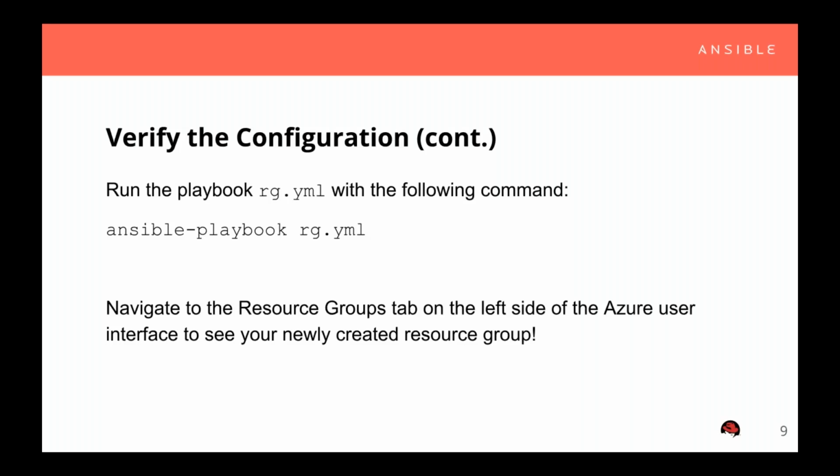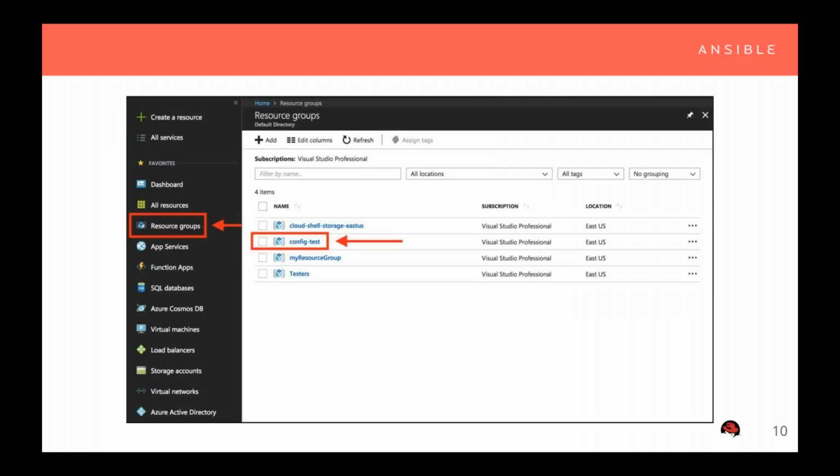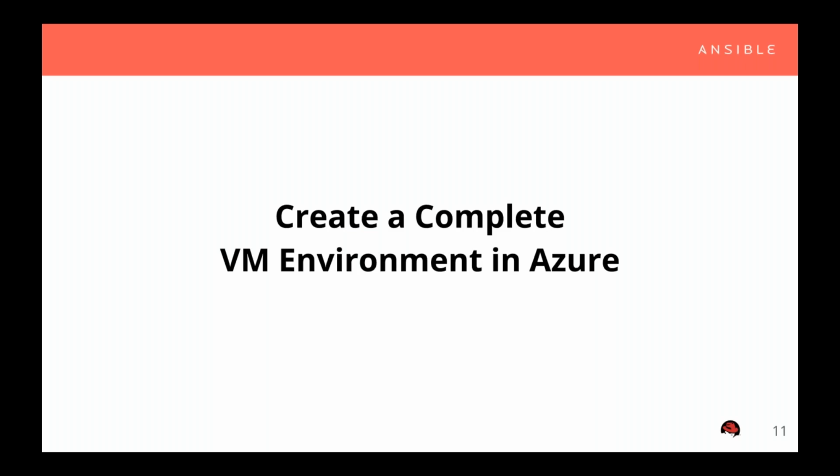And then you just navigate to the resource groups tab to the left, and you'll see your new resource group. And that's what it should look like on your UI. Under resource group, there's config test. So that was successful.